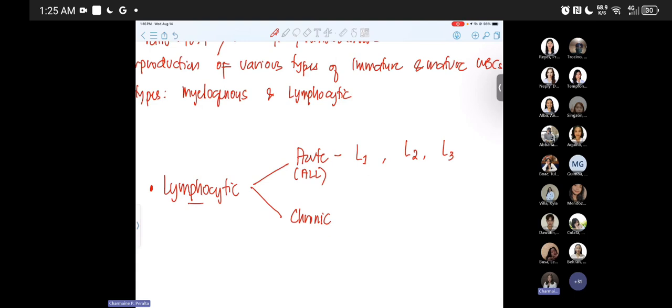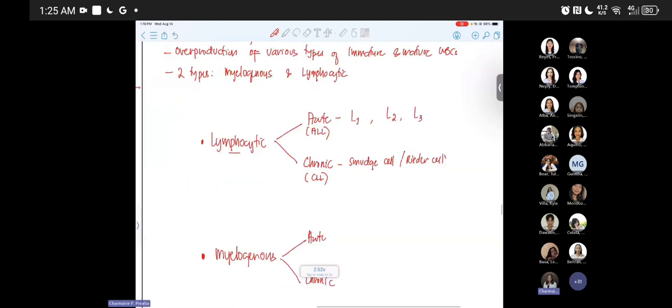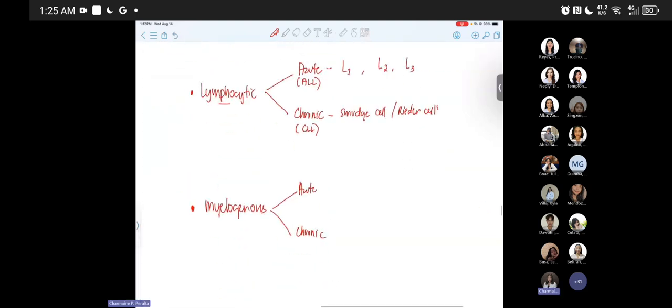Pag sinabing CLL, chronic lymphocytic leukemia, ano yung cell na nag-a-appear dito? Smudge cell or Rider cell. Next, myelogenous leukemia or myelocytic leukemia. It's just the same, pero gamitin ko si myelocytic.